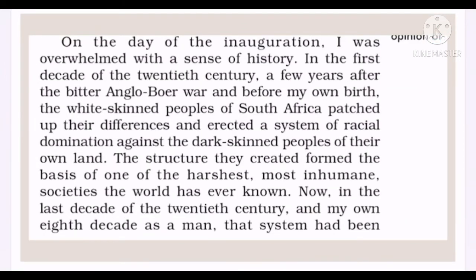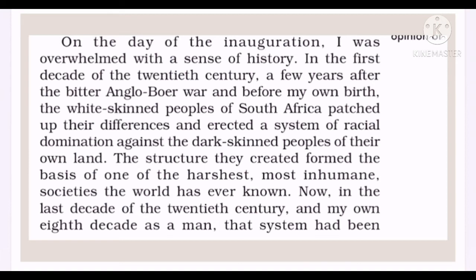On the day of inauguration, I was overwhelmed. Overwhelmed means a strong emotional effect with the sense of history. So, on the day of inauguration, Nelson Mandela was remembering the past, and he speaks about the history in the first decade of the 20th century. Here, the first decade of the 20th century means 1900. A few years after the bitter Anglo-Boer War and before my own birth. So he was telling about a war that was before his birth.